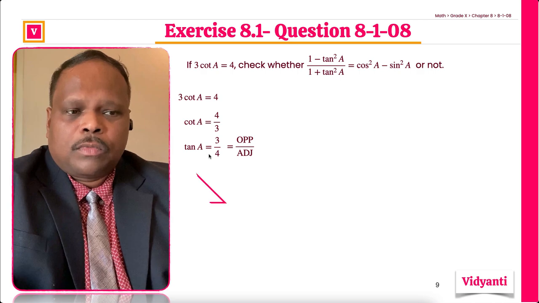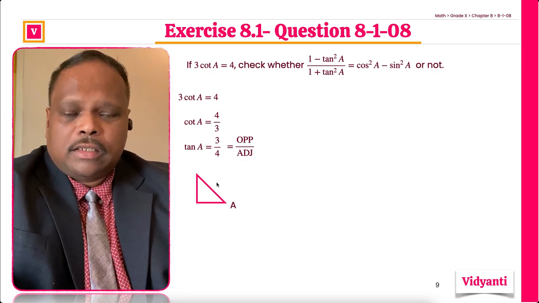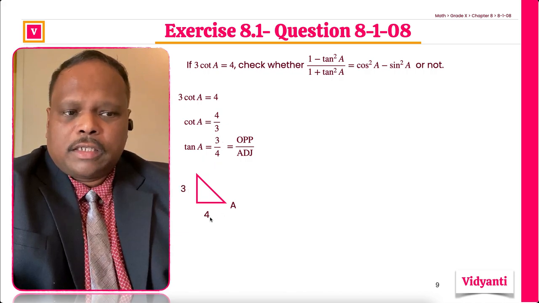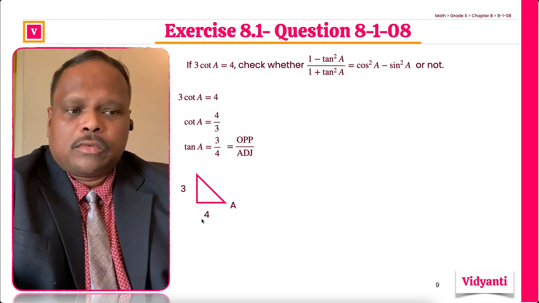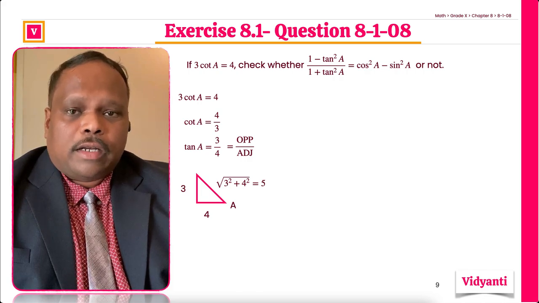Let's do that. So this is a right angle triangle. Let's assume that this is the angle under consideration. For this angle, this is the opposite, this is adjacent, and this is hypotenuse. So we are going to mark opposite as 3 because it's coming from here, adjacent as 4 because it is coming from here, and hypotenuse can be easily found out using Pythagoras theorem. So that would be 3 square plus 4 square under square root. So that will come out to be 5.